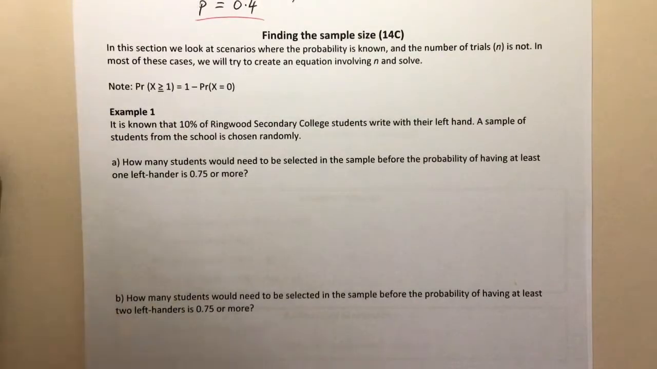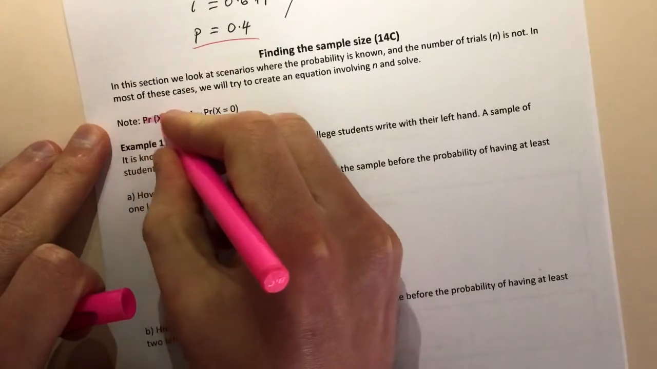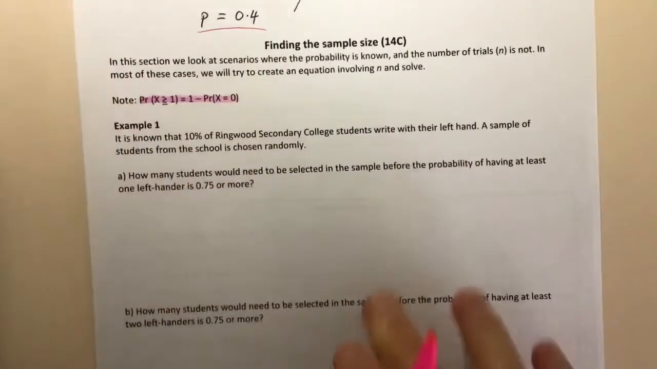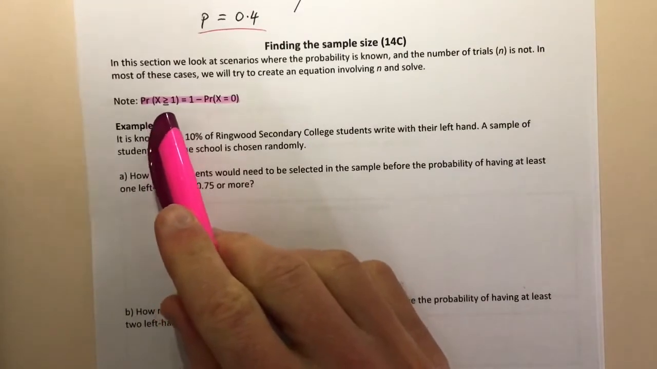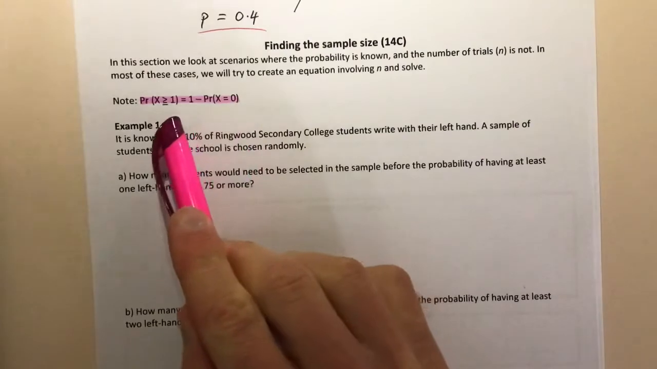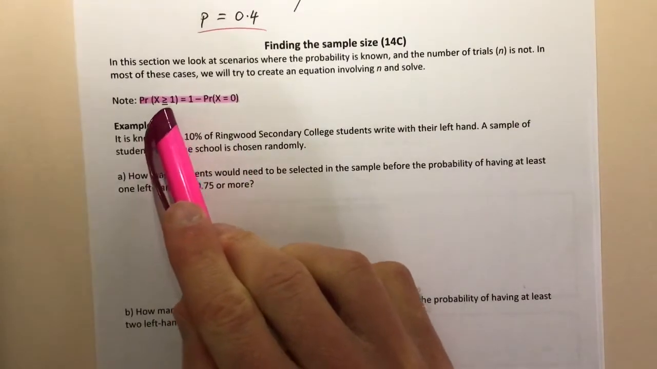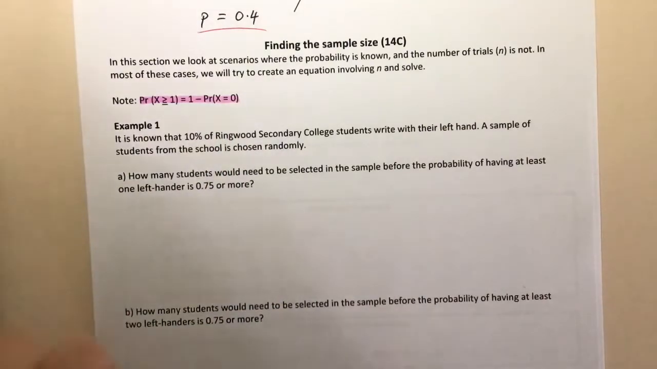A really good fact to keep in mind is that in any binomial situation, the probability that x is greater than or equal to 1, in other words, the probability that we get at least one success, is equal to 1 minus the probability that x equals 0. Because if you think about it, the only way that you won't get at least one success is if you get 0 successes. So that rule is a handy one to remember. It often makes things easier.